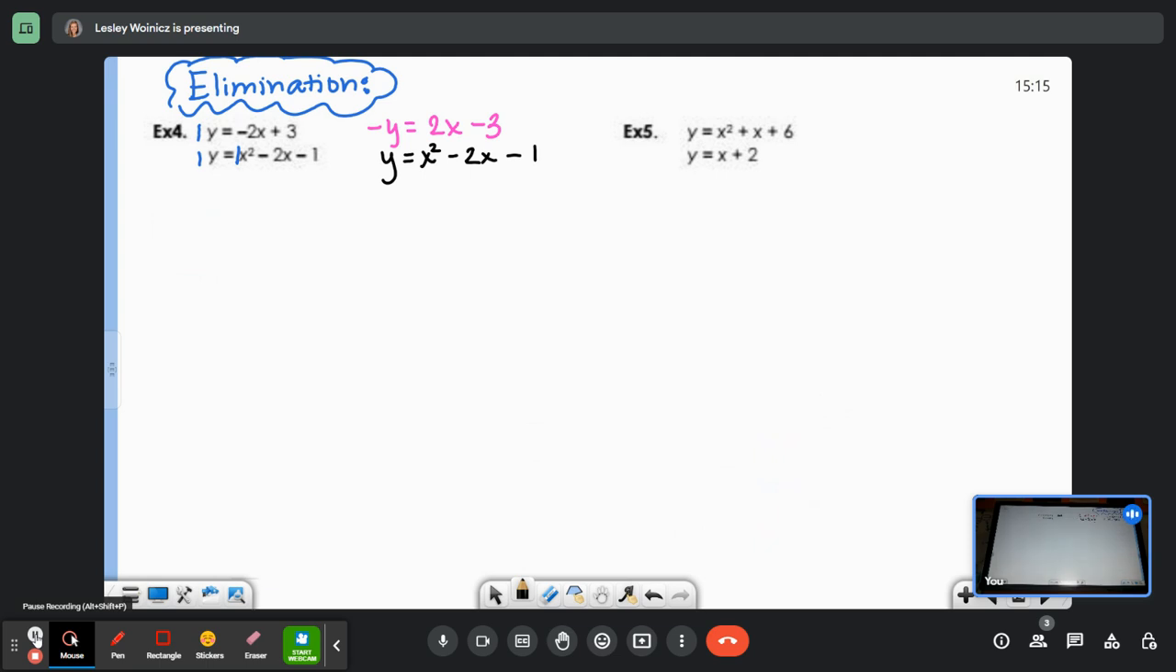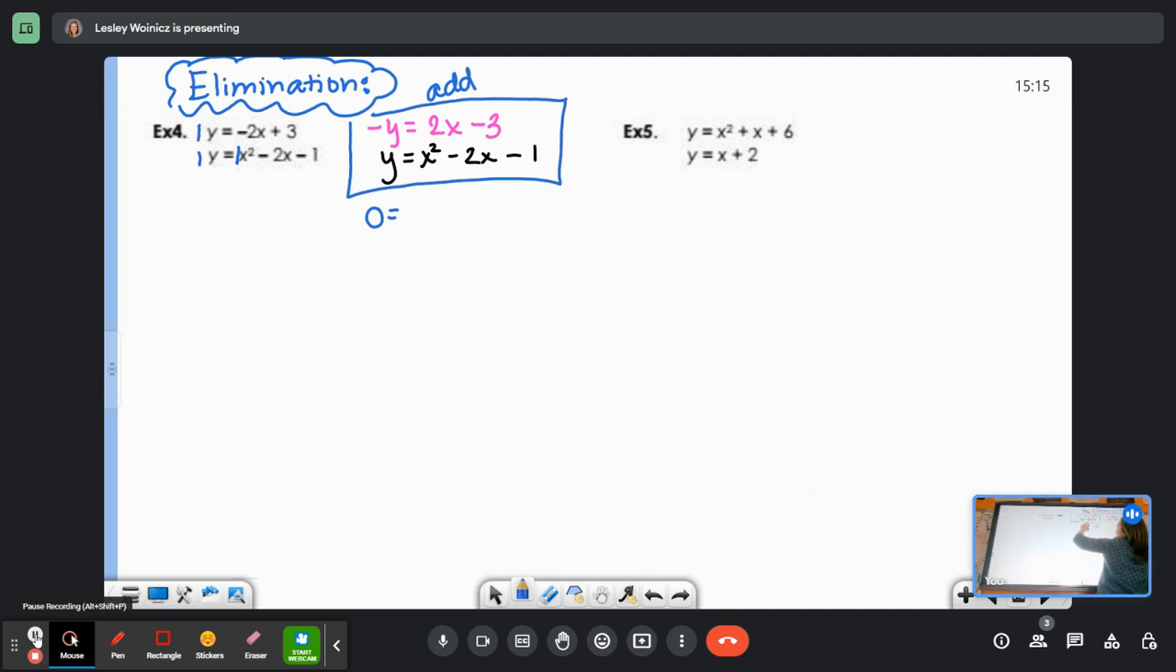Okay, we add them together. My y's cancel and I get 0. Can I combine the 2x and the x squared? You are correct, why not? Because one of them has an exponent, the other one doesn't. Yeah, they don't have matching exponents.